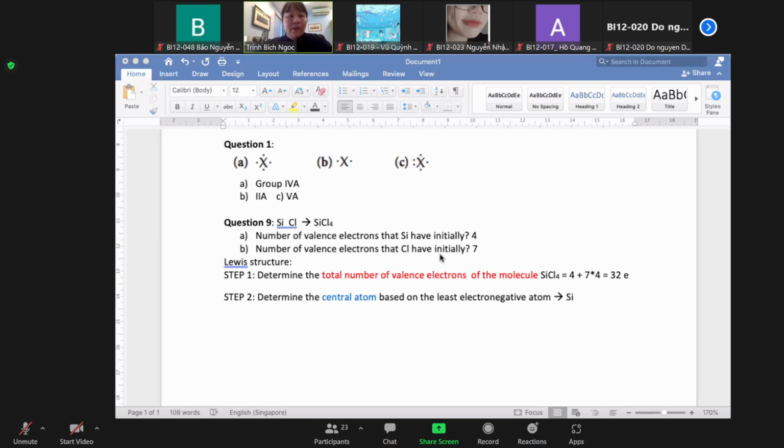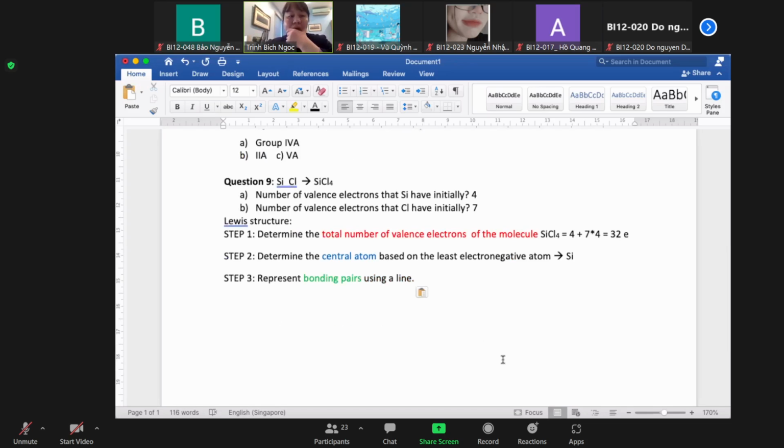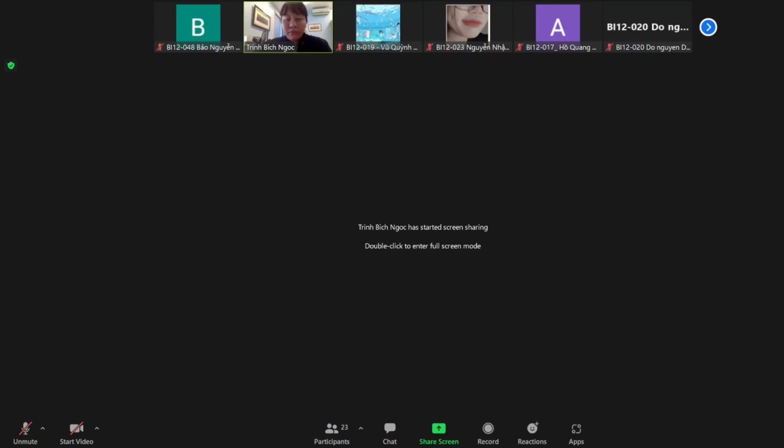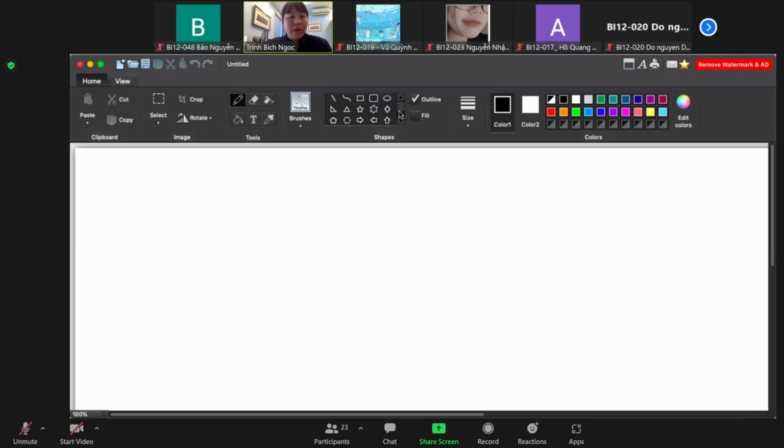Okay, and then you pass to step 3. You represent the bonding pairs using a line. Okay, how can I show you? Yeah, I will try to do it. I will try like this. Share. You have seen my shape painting. I will show you how to write. Okay.